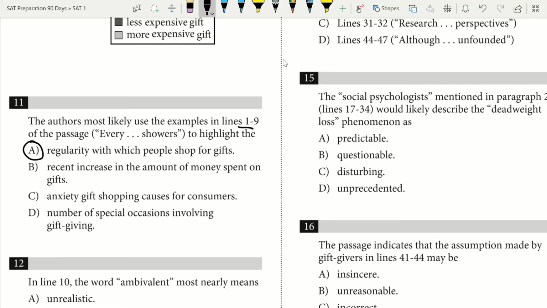B, a recent increase in the amount of money spent on gifts? No, because we're not talking about changes from prior years to now, so we can't say it's a recent increase. C, anxiety gift shopping causes for consumers? No, we don't touch on anxiety that it causes, so we can get rid of C.